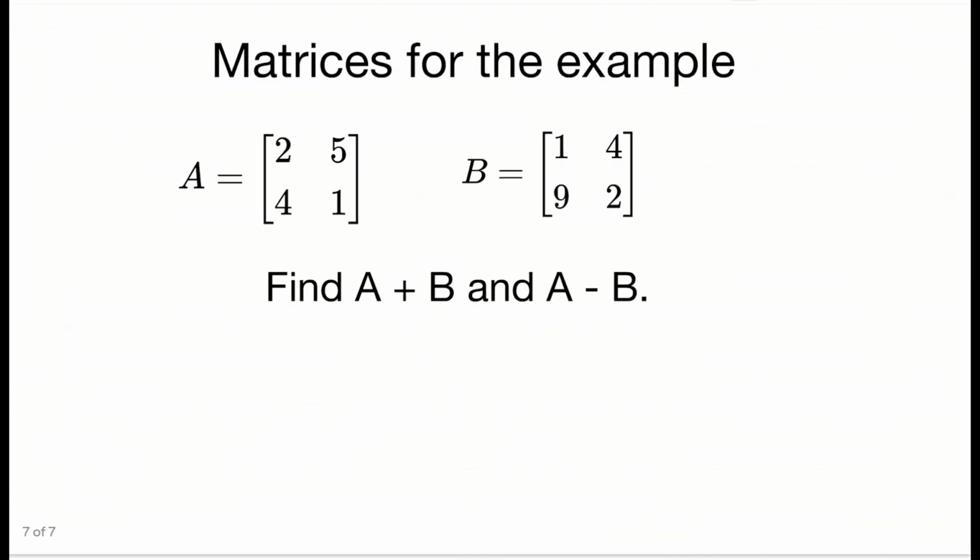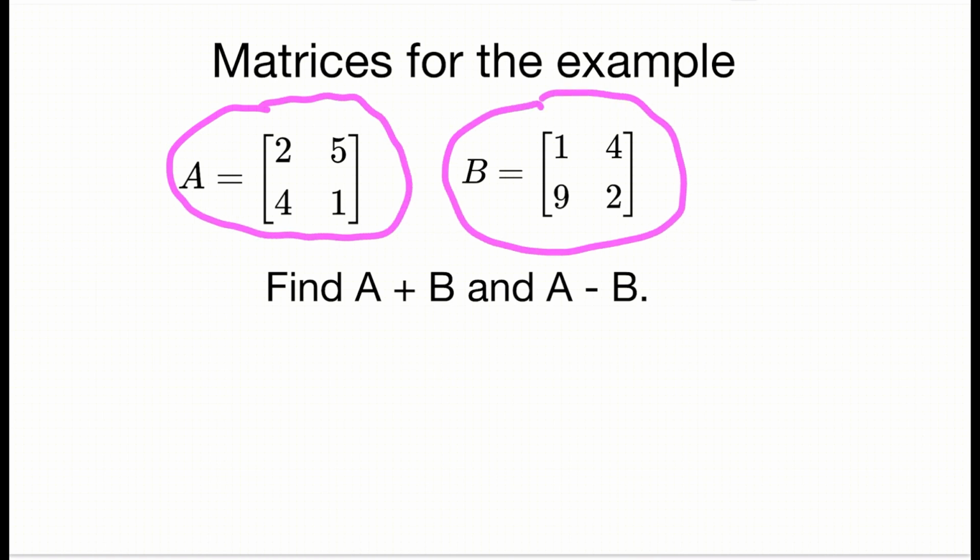So let's look at our two matrices. A is going to be equal to 2, 4, 5, 1, and B is equal to 1, 9, 4, 2. So these are both 2 by 2 matrices. So that's what we need. They both have to be the same size. Now those could be functions in there, positive, negative numbers, fractions, very little limitations of what can be in there. We're going to do addition and subtraction.